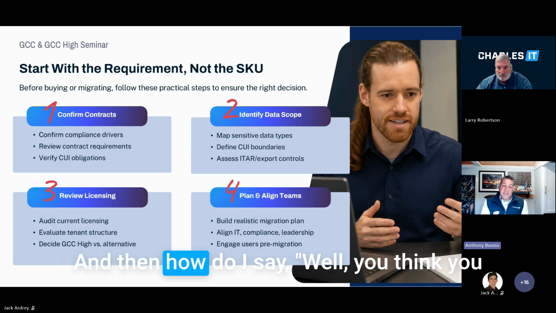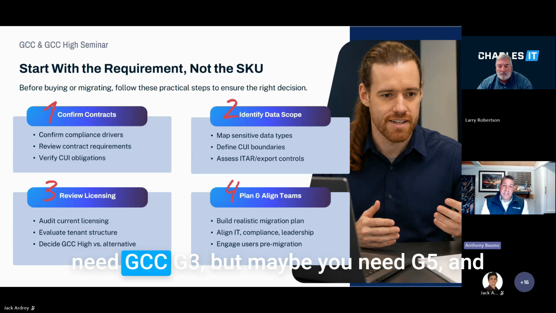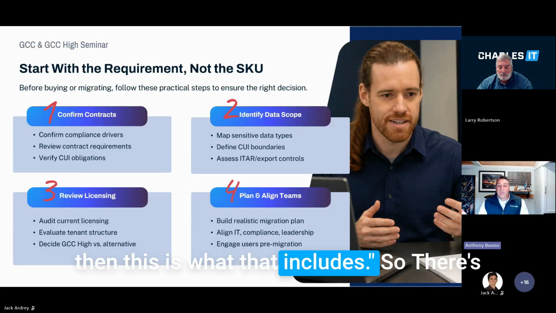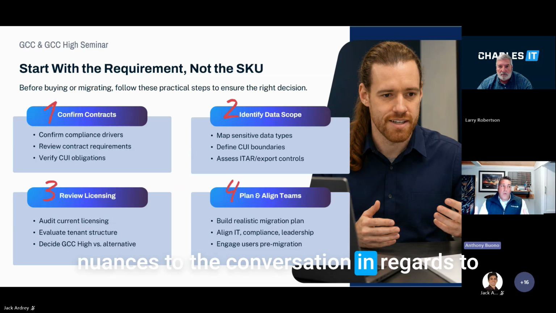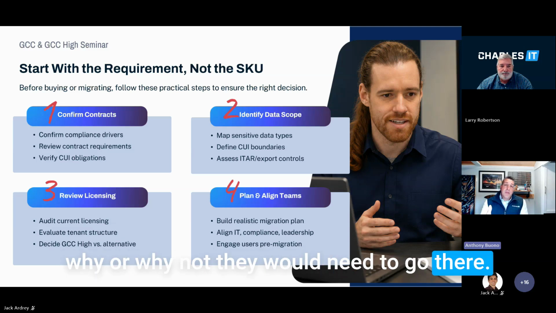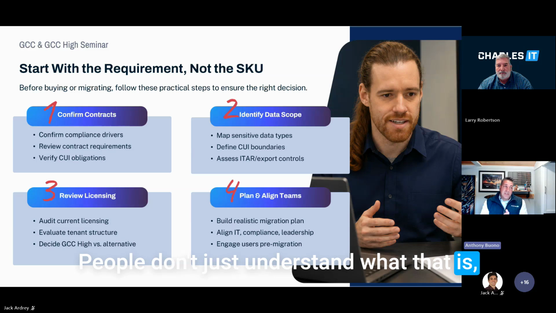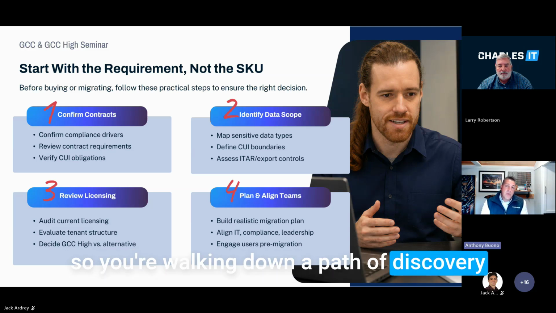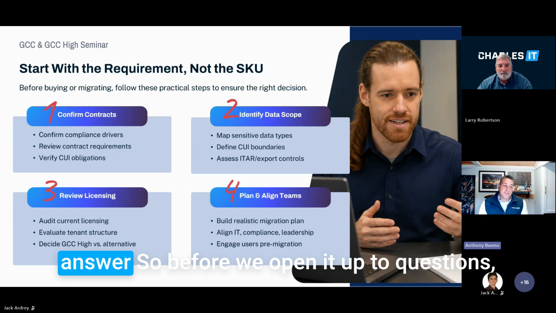And then how do I say, well, you think you need GCC G3, but maybe you need G5. And then this is what that includes. So there's nuances to the conversation in regards to why or why not they would need to go there. People don't just understand what that is. So you're walking down a path of discovery questions that help them get to the right answer.